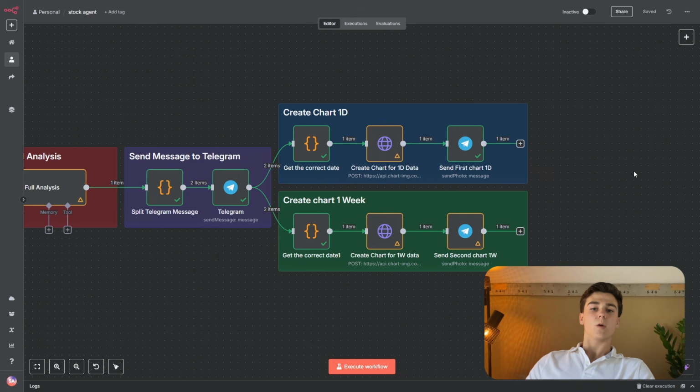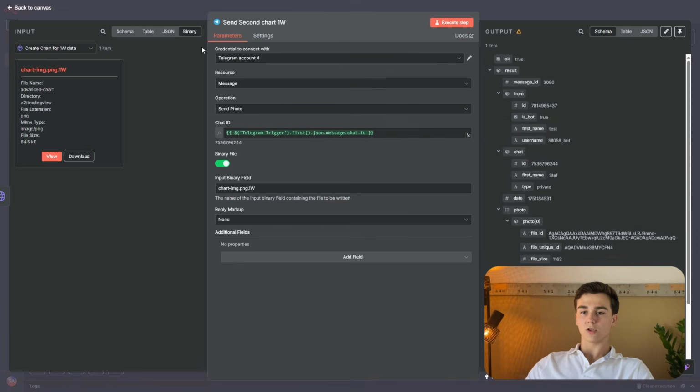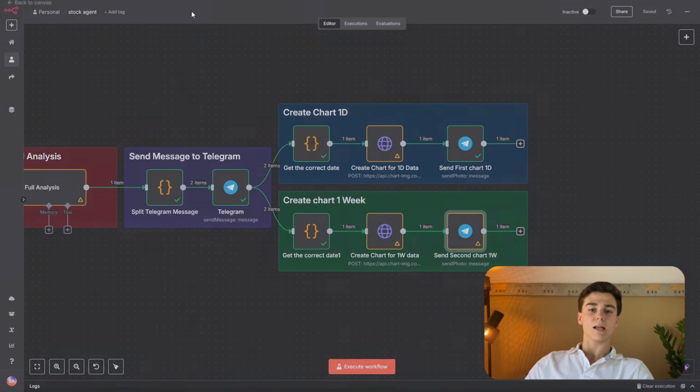Now, the only thing left that we have to do is sending the chart from the 1 week candlestick data in the last 5 years to our Telegram. So what we will do is copy this send photo message node and enter it here down below. Then in the Telegram node, you will change the input binary field to chart-image.png.1week, or exactly the title as we have above here. And then everything is set, and then you can now send your 1 week chart to your Telegram.